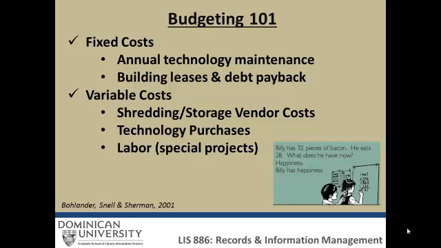However, variable costs, on the other hand, change. If you have a huge shredding event one year, for example, you may see a large upswing in your shredding and vendor cost. This cost would be considered variable because it could change from year to year. In short, just be sure to know the difference between these two types of costs and how they may play out in the RIM space.